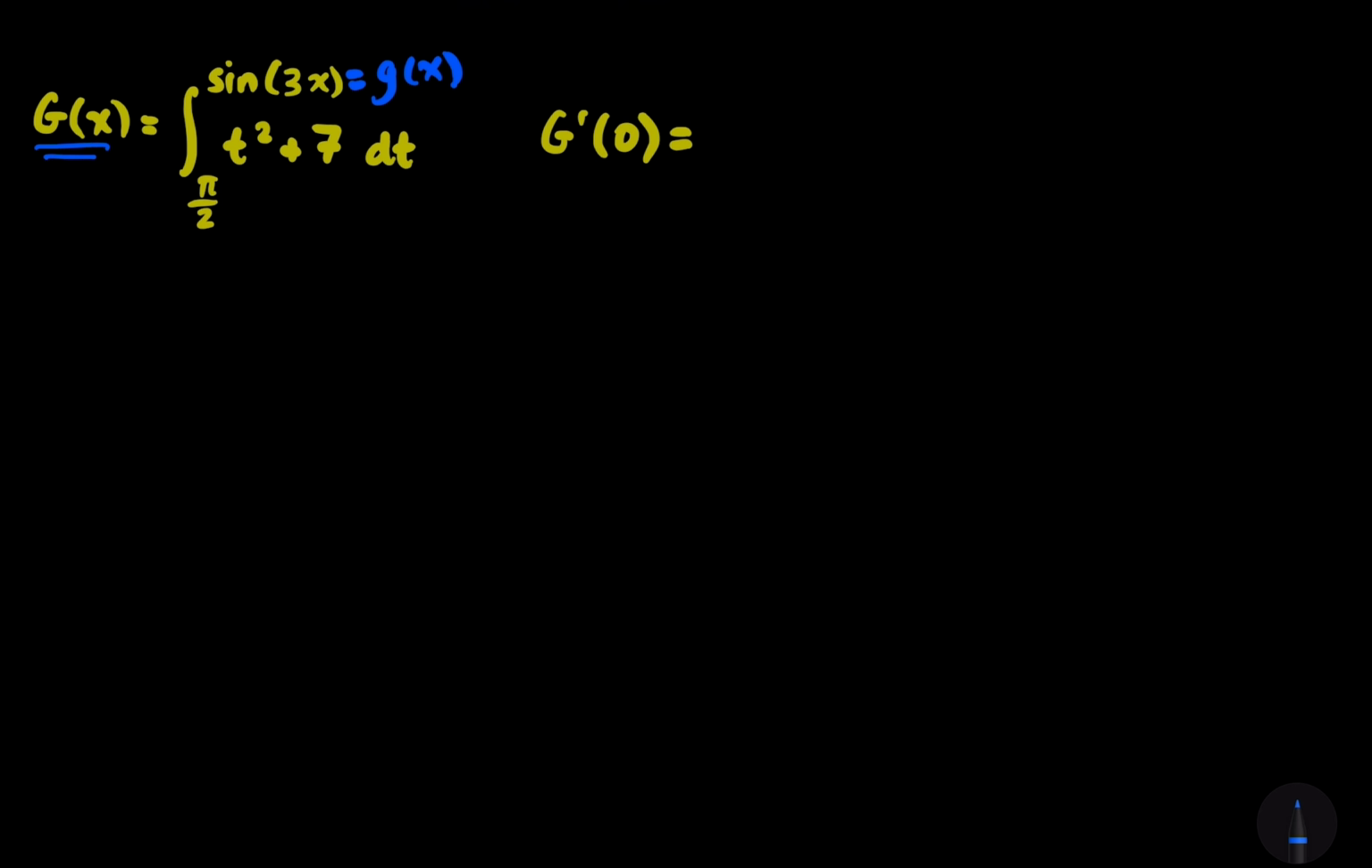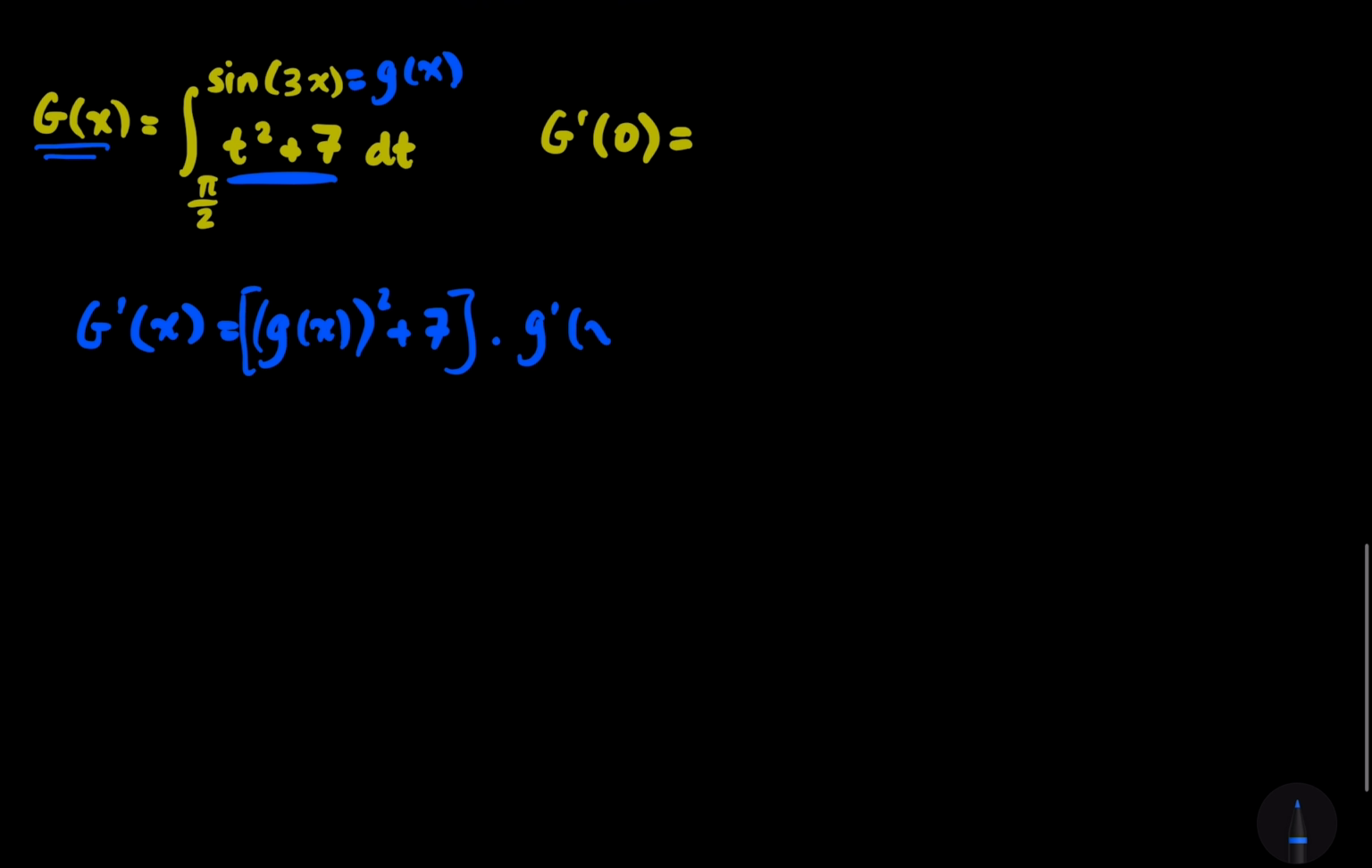So the first thing to do is obviously to find what capital G prime of x is in general. And we know we're just going to take this integrand right over here, replace the t with g of x. So it's going to be g of x squared plus 7, right? And then we're going to multiply all of this by the derivative of lowercase g of x, so lowercase g prime of x. And that's going to be equal to sine squared of 3x plus 7. And then we're going to multiply that by the derivative of sine of 3x, which, if you recall, is going to be 3 cosine 3x. Again, this just comes from the chain rule.